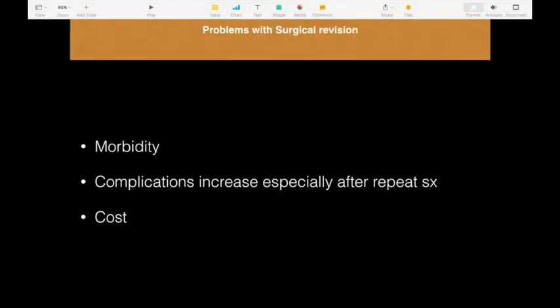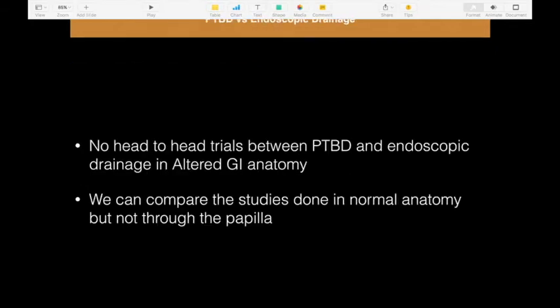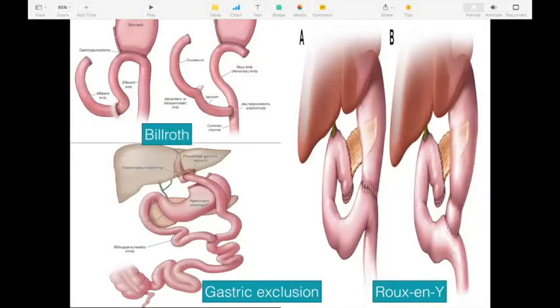And what are the problems in surgical revision? One is that it's associated with high morbidity. Complications are high, especially after repeat surgery, and the cost goes up with surgical revision. So there are no head-to-head trials between PTBD and endoscopic drainage in altered GI anatomy. We have comparison studies with normal anatomy, but not much with the papilla.